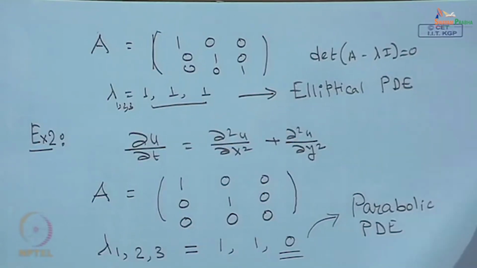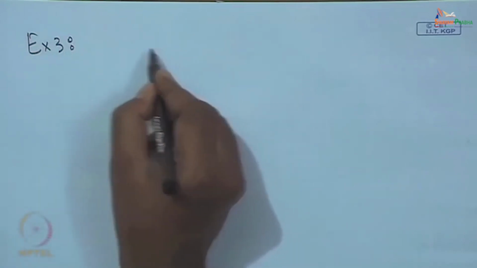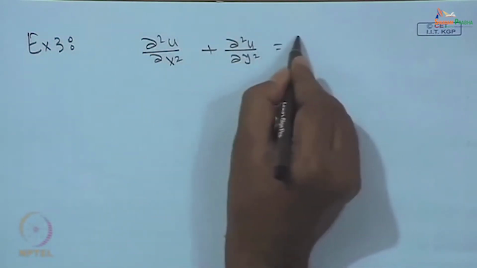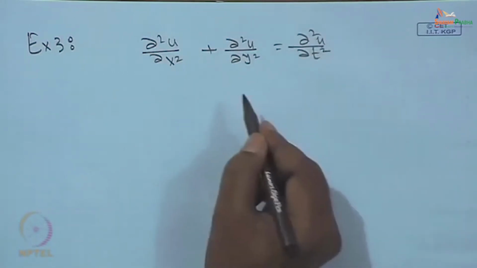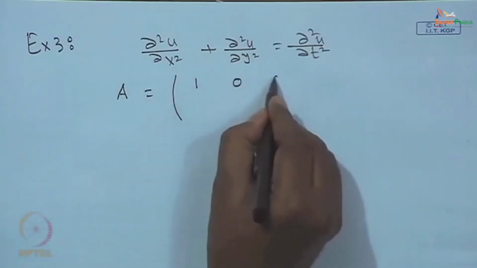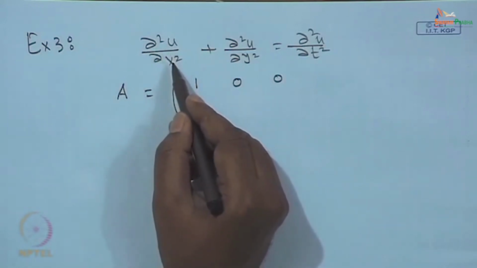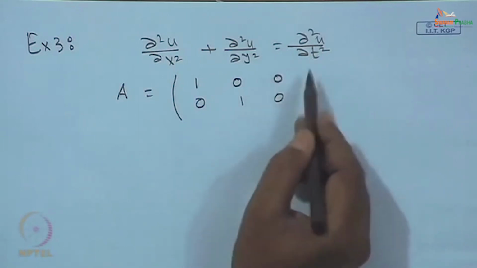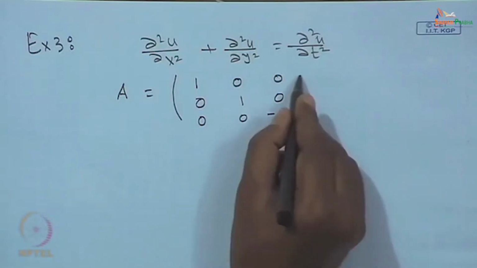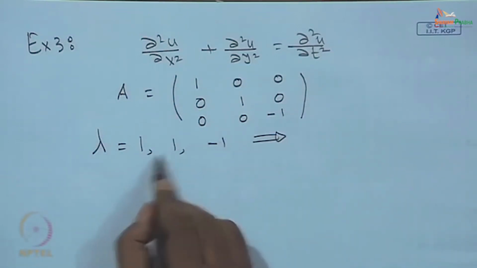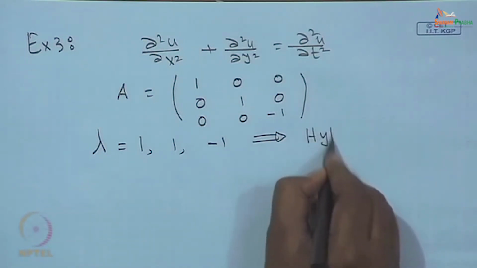Okay. So, we go to the next example, that is a hyperbolic one. So, that is example 3, del square u del x square plus del square u del y square is equal to del square u del t square. Suppose we are talking about this equation. You can construct the coefficient matrix 1 0 0, because the coefficient with del square u del x square is 1, del square u del y square is also 1, 0 1 0, and del square u del t square will be minus 1, because when you bring it to the other side, 0 0 minus 1. So, one can get the eigenvalues as 1, 1 and minus 1. Since the eigenvalues are of mixed signs, this equation is a hyperbolic partial differential equation.